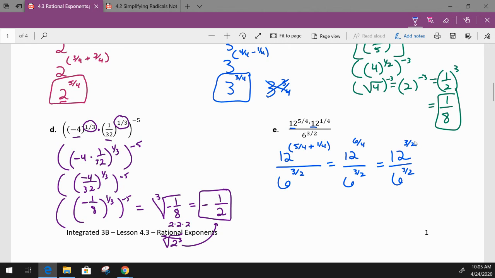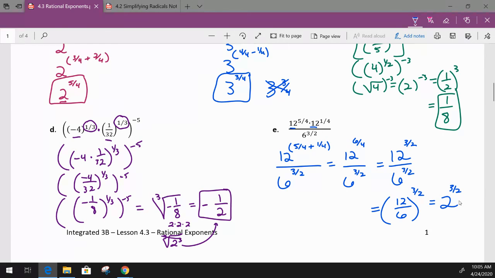Okay, so now if you look at the problem, you have the same exponent. So now that you have the same exponent, you can divide the bases. So the 12 over 6 is 2, and then 3 halves is your exponent.